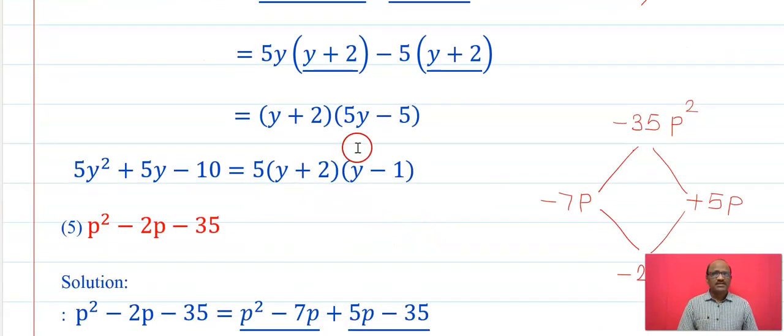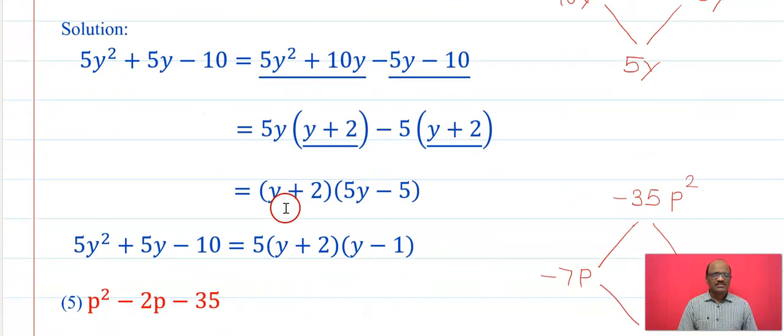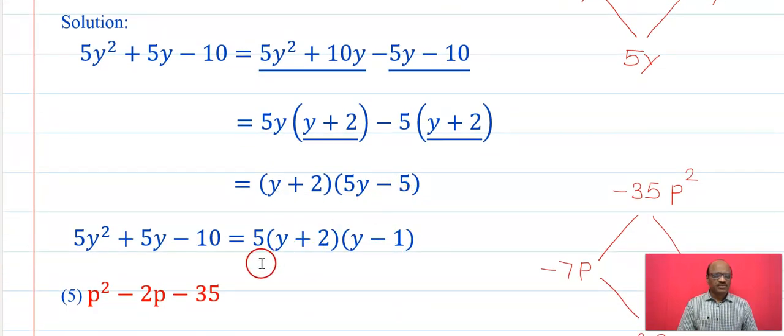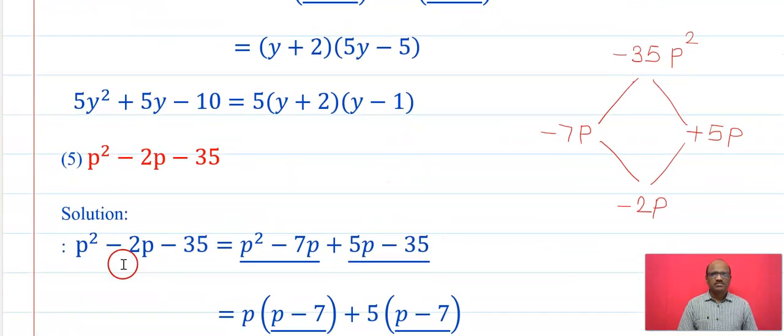And that's why, again we will take here 5 as common. म्हणजे इथे जरी 5 कॉमन काढला असता तर चाललं असतं. आता लास्टला आपण इथे 5 कॉमन घेतलेला आहे. That is 5 in bracket y plus 2, and after taking the 5 as common, then in bracket you will get y minus 1. Now the next problem, p square minus 2p minus 35.